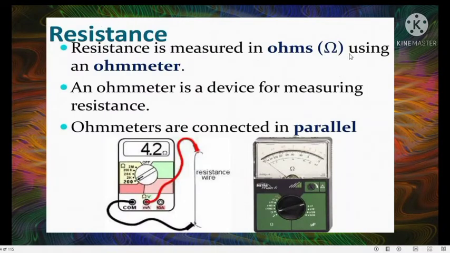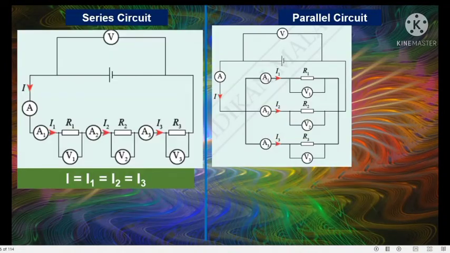Resistance is measured in ohms using an ohmmeter. An ohmmeter is a device for measuring resistance. Ohmmeters are connected in parallel. Okay, the first circuit is the series circuit. The second circuit is the parallel circuit. Let's look at them one by one.